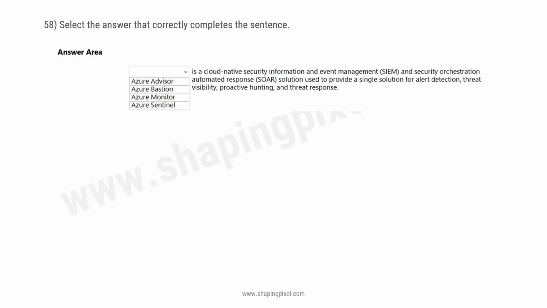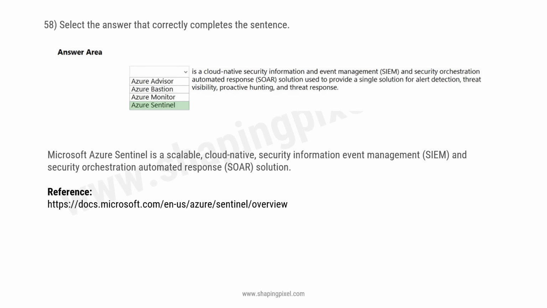Question number 58. Select the answer that correctly completes the sentence. So dash is a cloud native security information and event management and security orchestration automated response solution used to provide a single solution for alert detection, threat visibility, proactive hunting, and threat response. And you have four options: Azure Advisor, Azure Bastion, Azure Monitor, and Azure Sentinel. So the right answer is Azure Sentinel. So Microsoft Azure Sentinel is a scalable, cloud-native security information event management and security orchestration automated response solution.